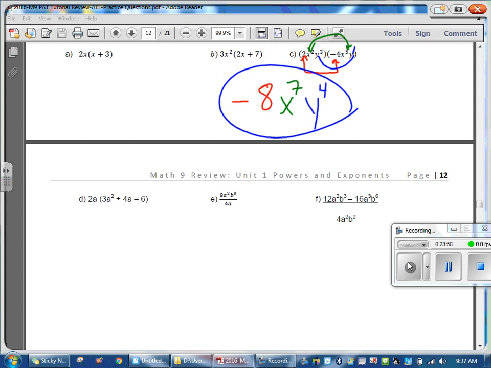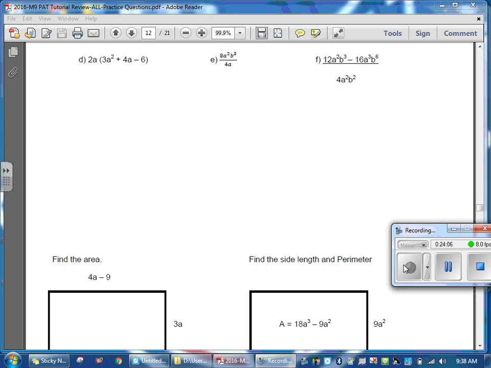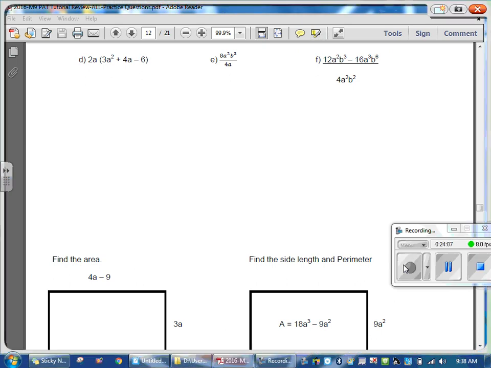Okay, letter E here. We're going to divide. When we divide polynomials, we do the exact opposite of multiplying. So we're going to divide coefficients, but we're going to subtract exponents. Okay, so dividing, we're going to divide the 8 and the 4. 8 divided by 4 is 2.